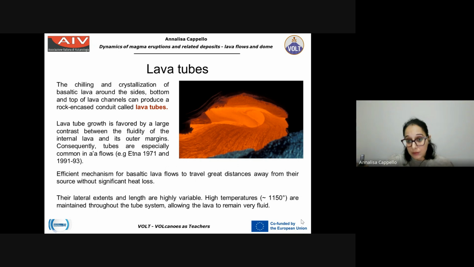But as I told before, the main hazard linked to these volcanic structures is that it represents an efficient mechanism for basaltic lava flows to reach greater distance from the lava vent without losing heat. So the lava inside the tube continues to flow at very high temperature, even more than 1,000 degrees.